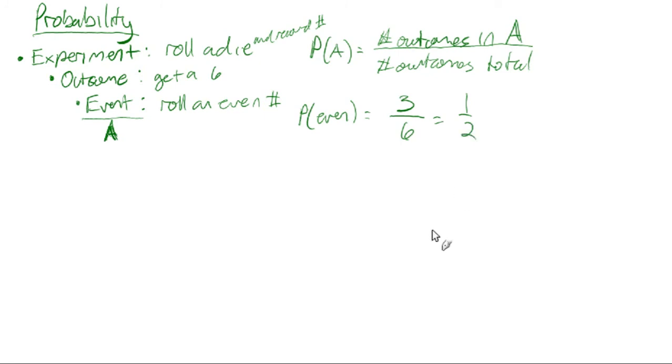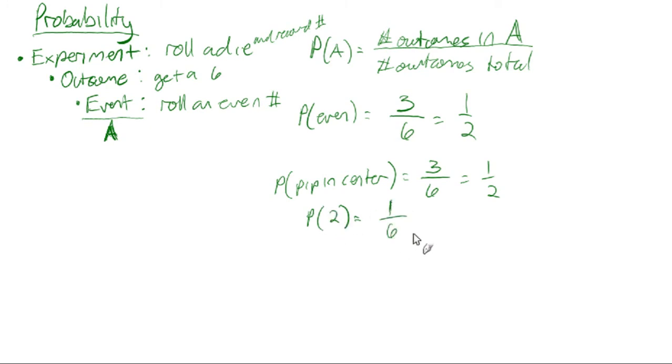So 1/2. What's the probability of getting a pip in the center of the face? Let's see. We have 1, 3, and 5. So that's 3 out of 6, also 1/2. What's the probability of getting a 2? There's only one 2 out of all the possible outcomes, and there are 6 possible outcomes. No problem there. Now let's talk about odds.